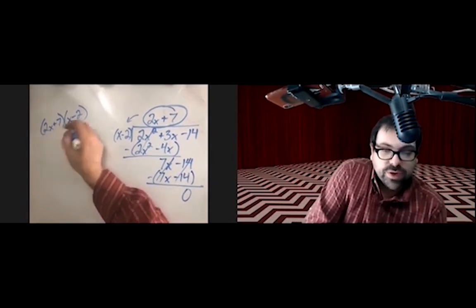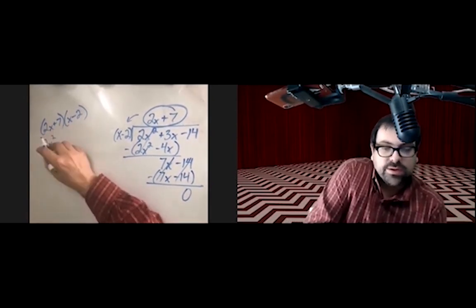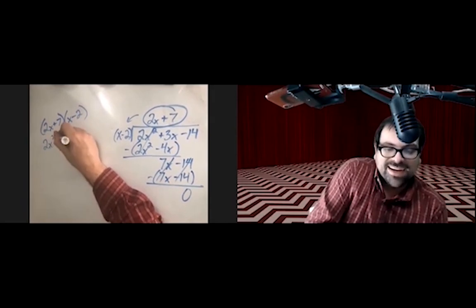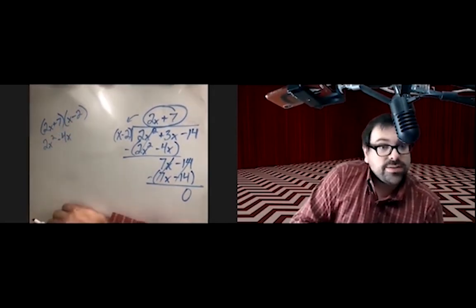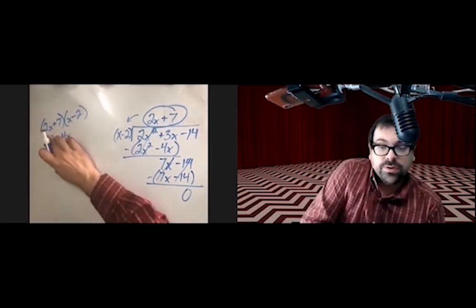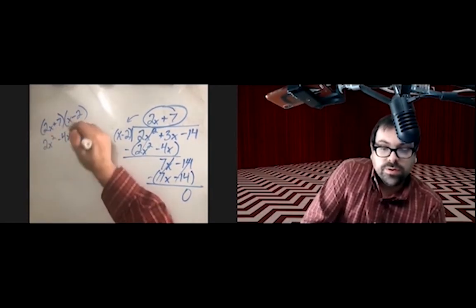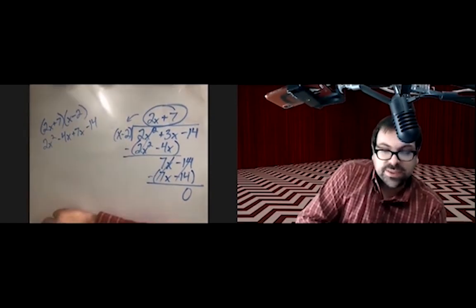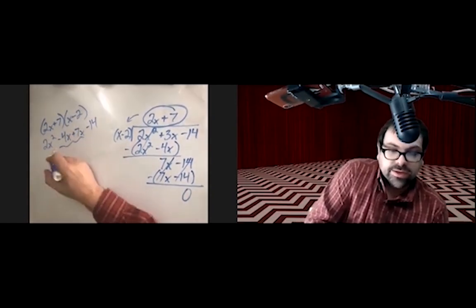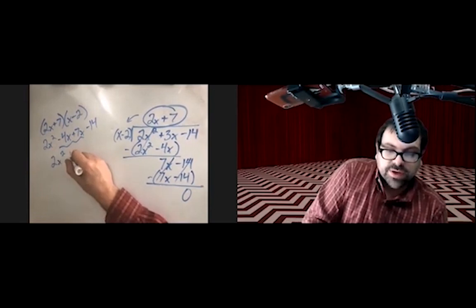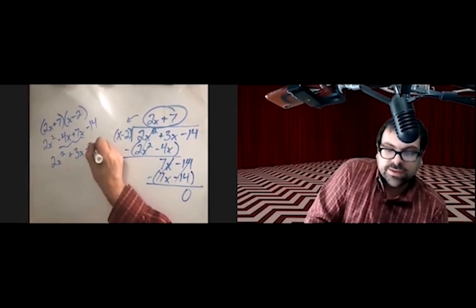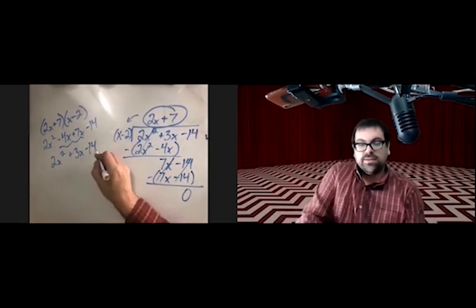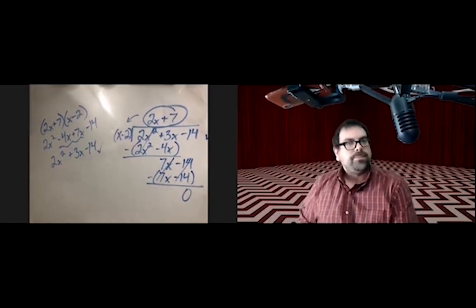And if we FOIL, 2x times x is 2x squared. 2x times negative 2 is negative 4x. Plus 7x minus 14. Combine like terms. 2x squared plus 3x minus 14. It checks. We got it.